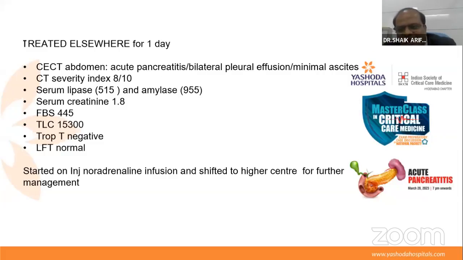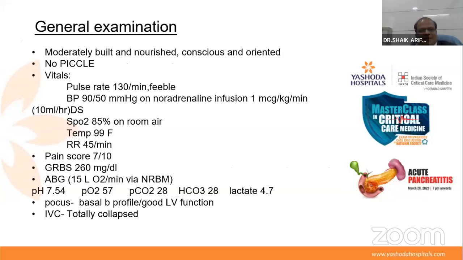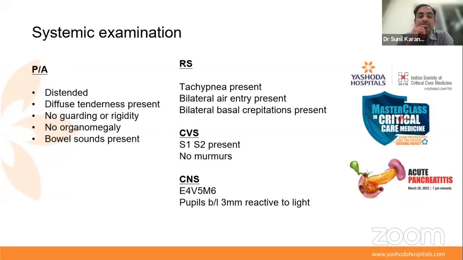So the general physical examination, we have finished this. Systemic examination. Per abdomen was distended. Diffuse tenderness was present. There was no guarding or rigidity, no organomegaly. Bowel sounds were present. In respiratory system, tachypnea was present. Bilateral air entry present. Bilateral basal crepitations were there. CVS and CNS, there was nothing significant.